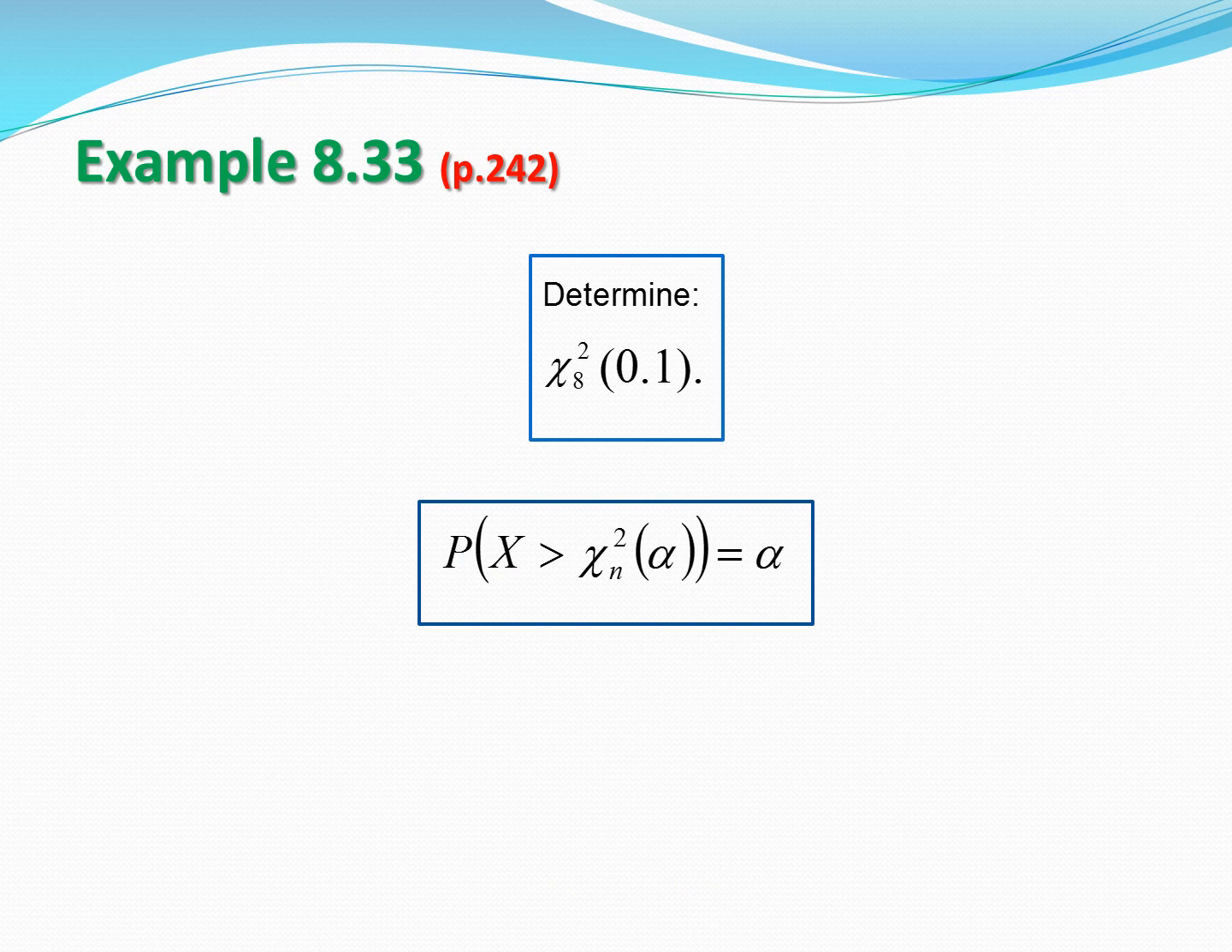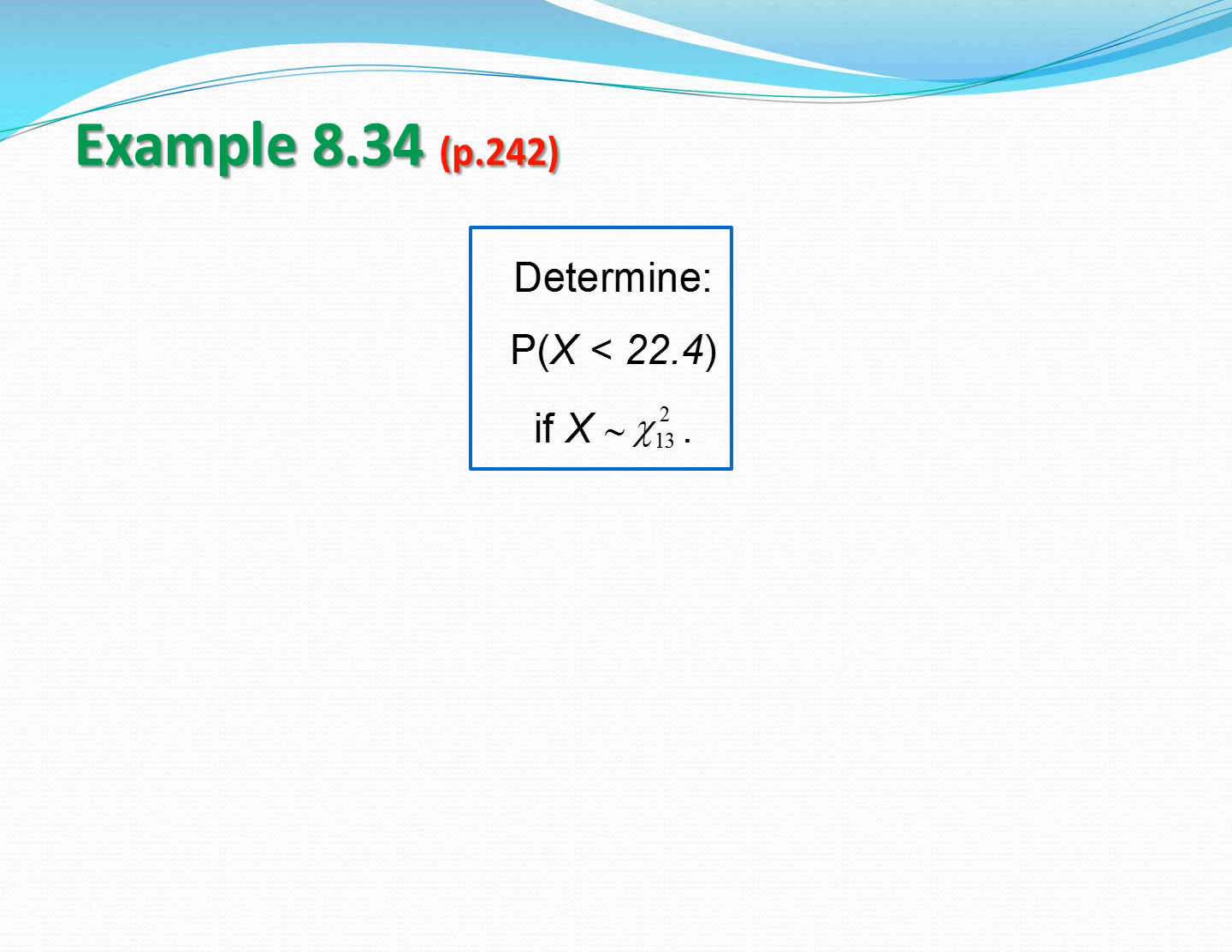Then in example 8.33, they ask you the same question but in a different format. So they use the notation to indicate that. They tell you that you have a chi-square distribution with 8 degrees of freedom, and then alpha indicates your probability to the right-hand side here, which was 0.1. So our critical value will also be 13.4.